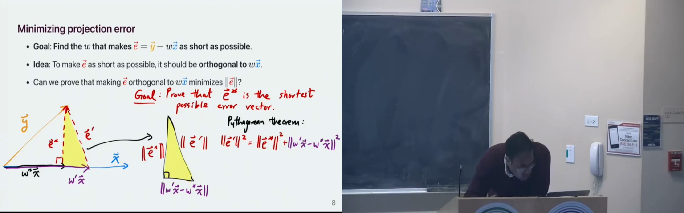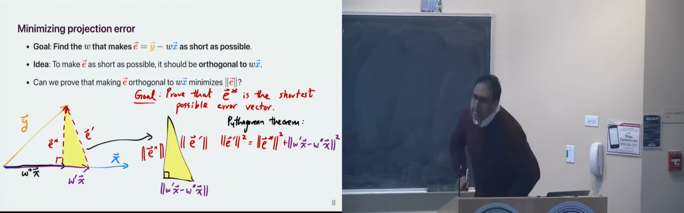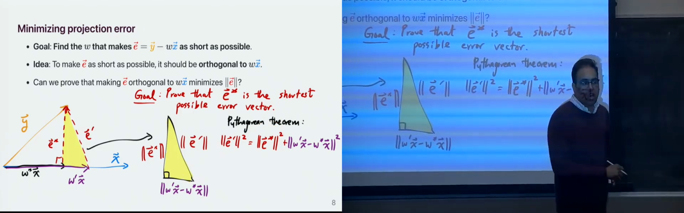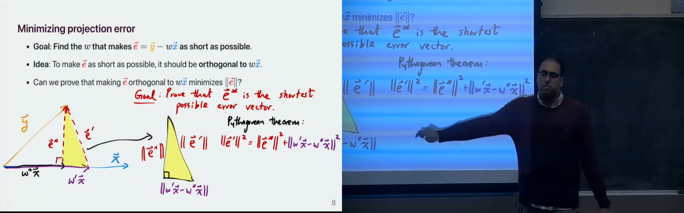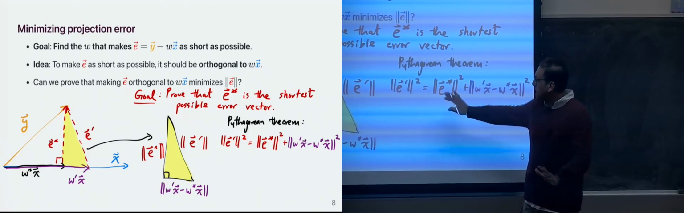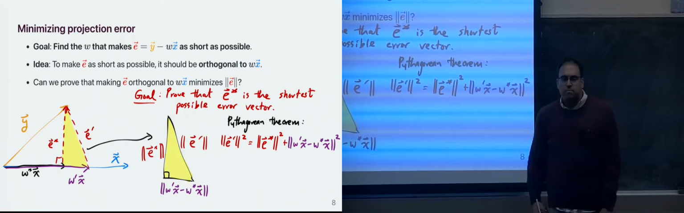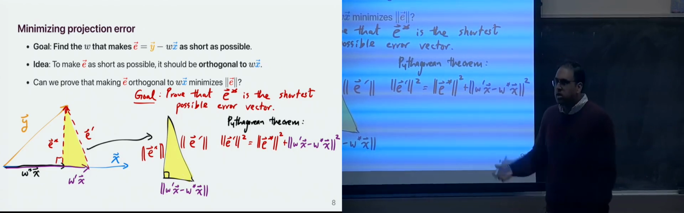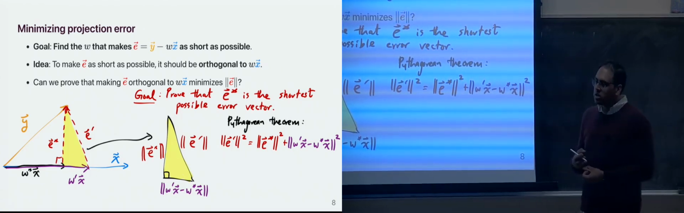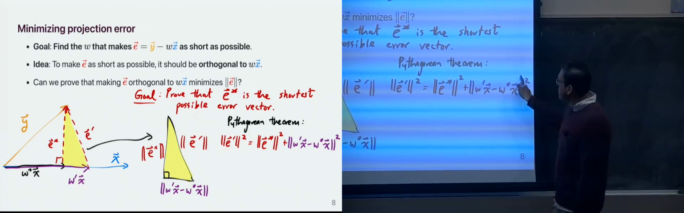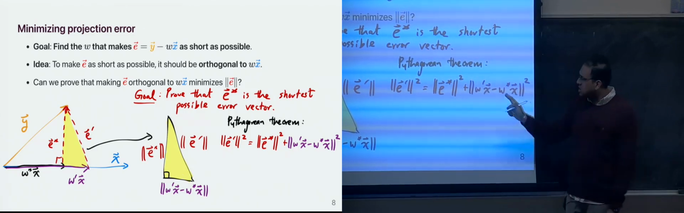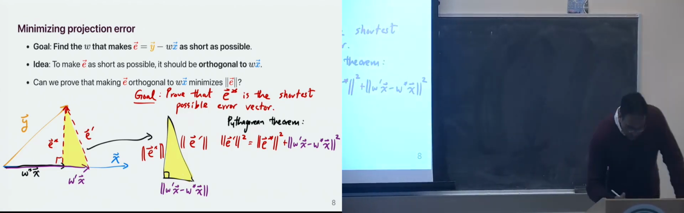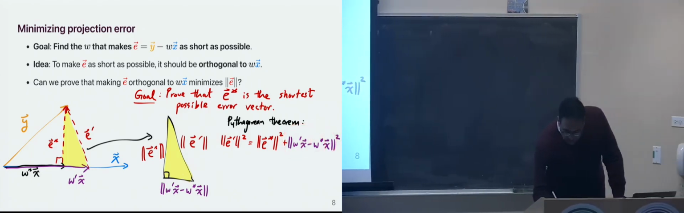And remember, my goal is to show that E star is the shortest possible error vector. That is, it has the smallest norm or smallest length of all error vectors I could draw when I pick some vector in the direction of x. Any ideas as to how I can come to that conclusion by using this equation? Like, why did I use the Pythagorean theorem? Yeah. Right. It has to do with the fact that the magnitude of W prime x minus W star x has to be greater than or equal to 0. Right? If W prime and W star are the same, well then this is 0, but otherwise this is greater than 0.